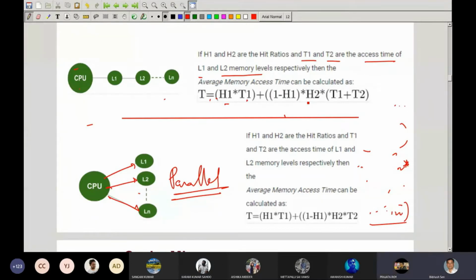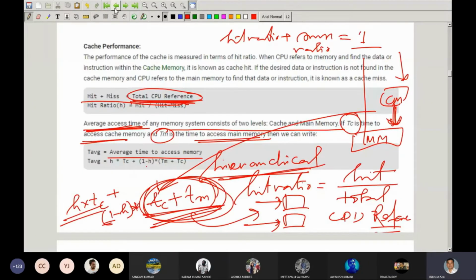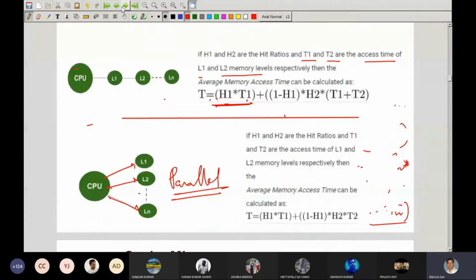See, the difference I am telling. It's the same concept. In the previous case I found hit ratio into time plus miss ratio into time, for only cache and main memory. This concept is only two levels. But if you do not restrict yourself to two levels, we go for multi-level memory access time. So in multi-level memory, there is a miss ratio, and this page may not be found, so you will go further there also.